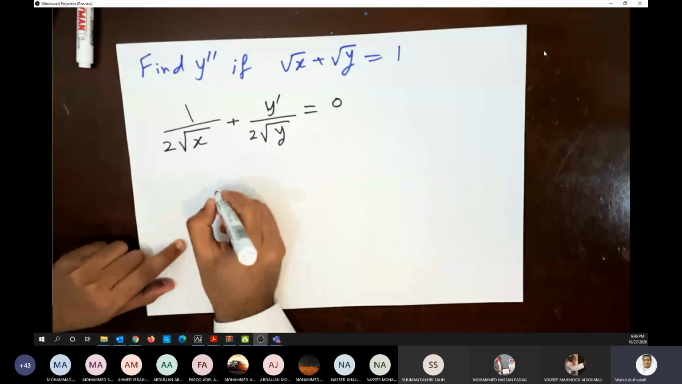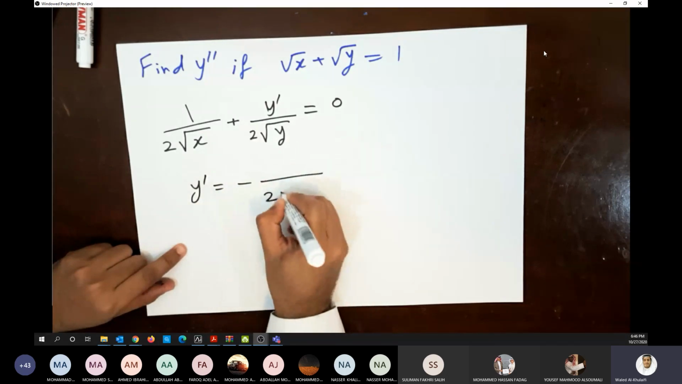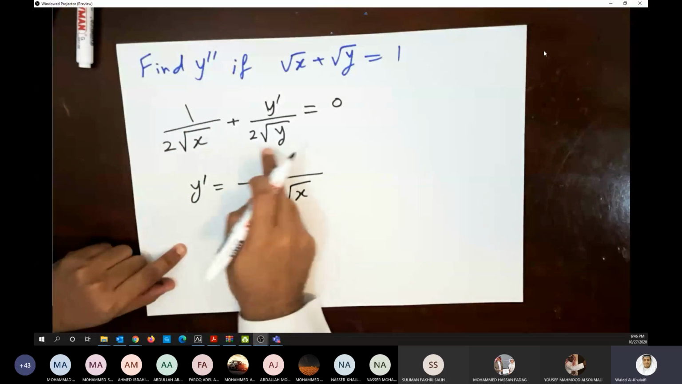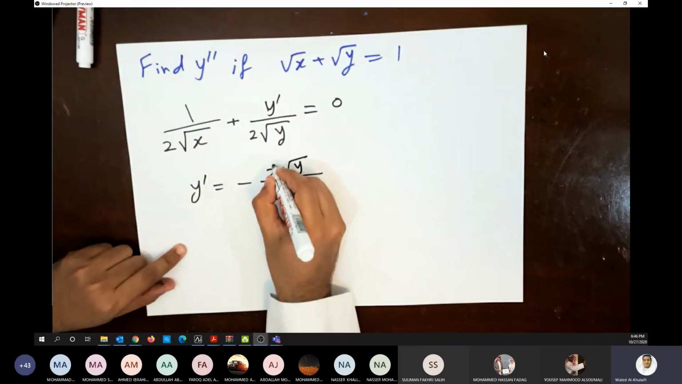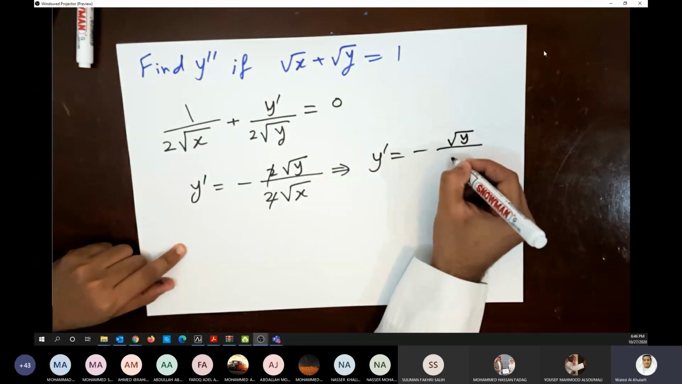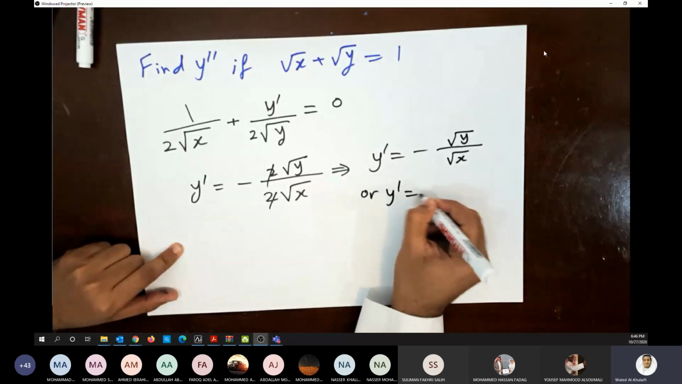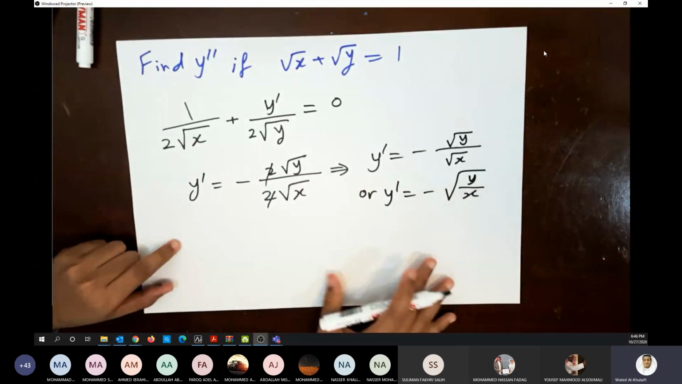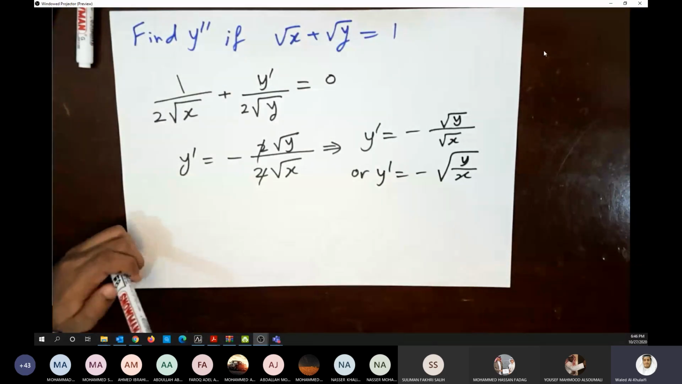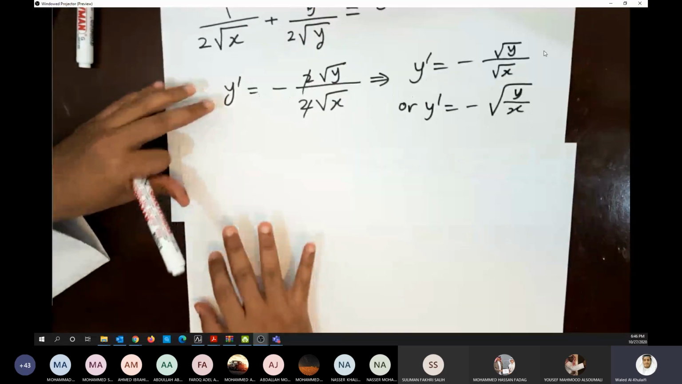So here you're going to have y prime equal minus 2 square root of y over 2 square root of x. It's like when you move this guy, you get 1 over, and multiply both sides by 2 square root of y. So you end up with y prime equal minus the square root of y over the square root of x, or y prime equal minus the square root of y over x. You can think of it this way here. Okay, now you have y prime. Now we need y double prime.